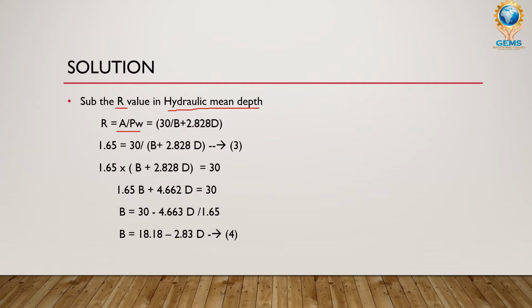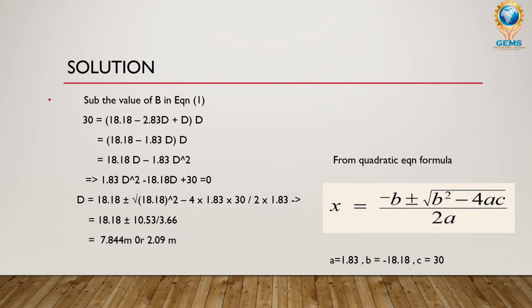R value you know as 30 divided by B plus 2.828 into D. A you know is 30, PW you know the value, and you are going to substitute this R value here and derive an equation. The final equation will be like the fourth equation here. So you are going to calculate the B and D values. Now you are going to substitute the value of B in equation 1. What is equation 1? In the problem's third slide, you can see what equation number 1 is.